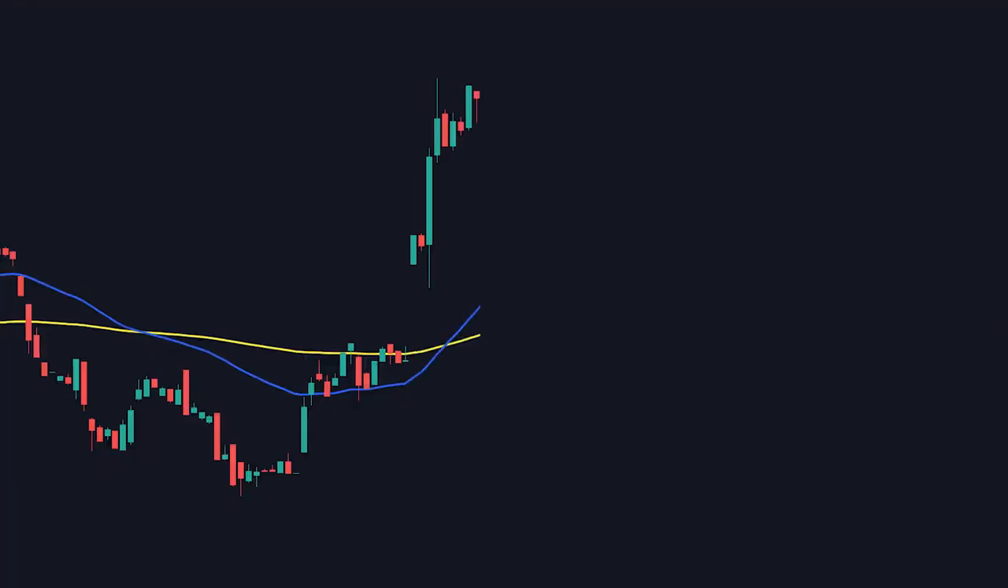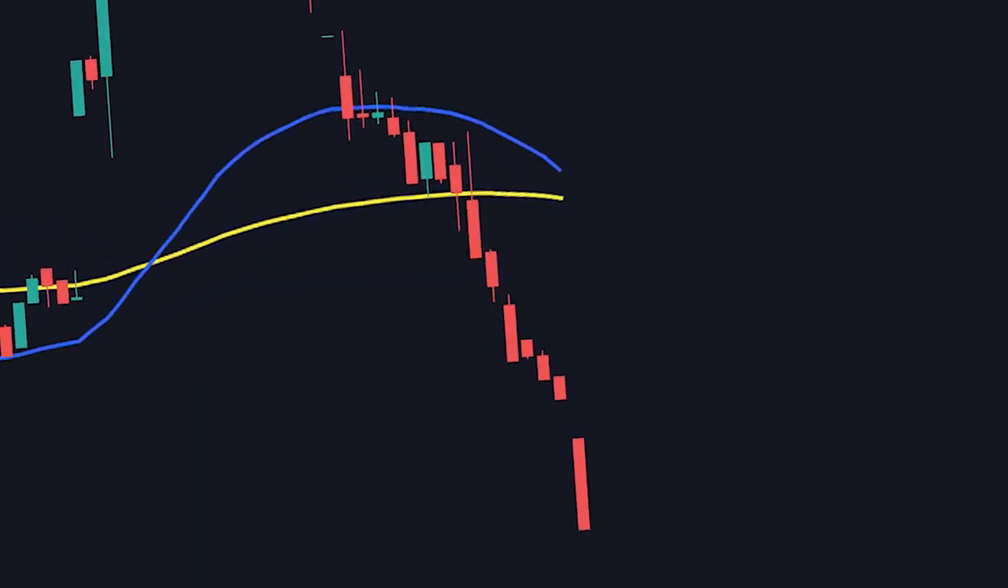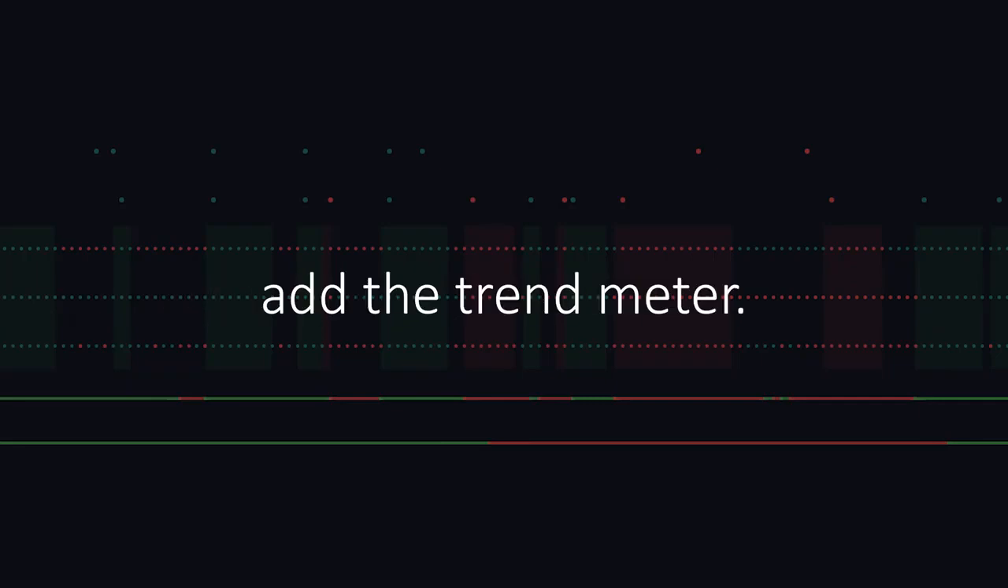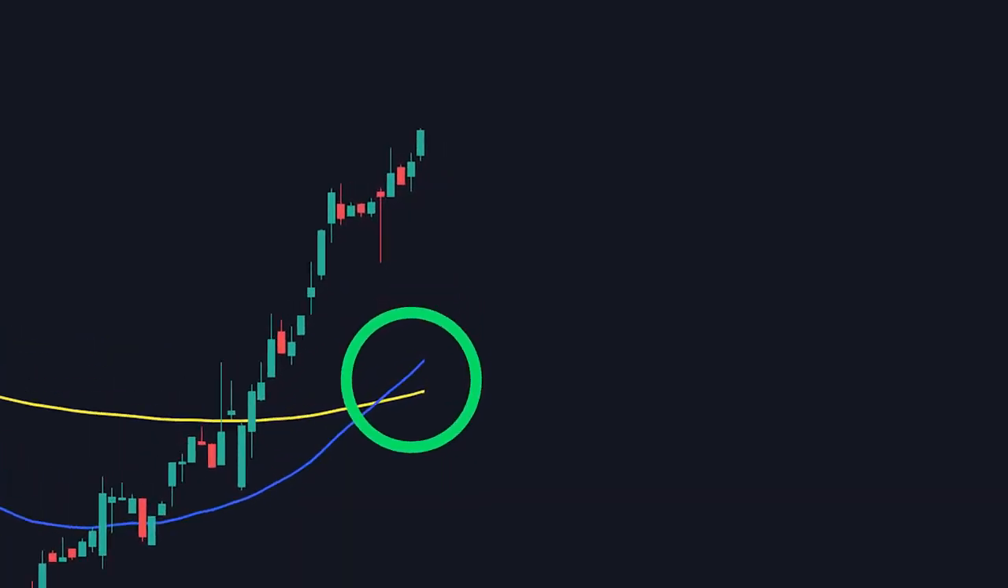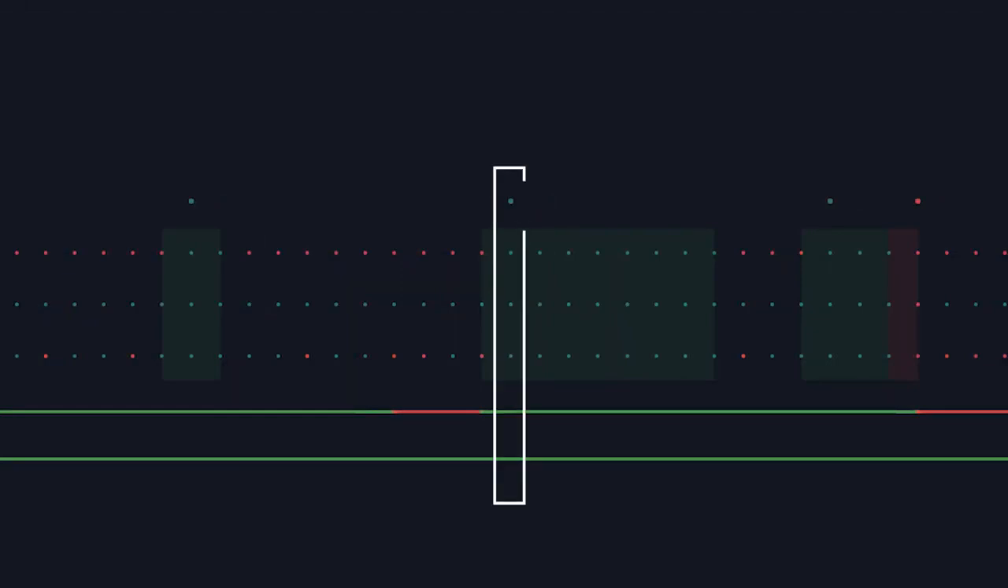Now, here's the problem. With this strategy, you're gonna have times when the market is consolidating and it's gonna give you an entry point, but it turns out it was a false signal and you're gonna have a losing trade. We do not like this. How do you fix this? Add the Trend Meter. So you will only enter if the base strategy gives you an entry signal and all the dots and lines are green on the Trend Meter.